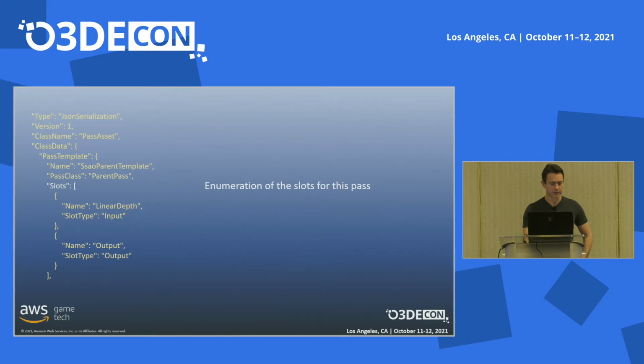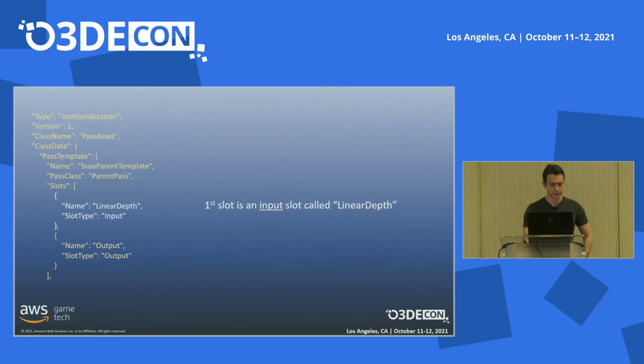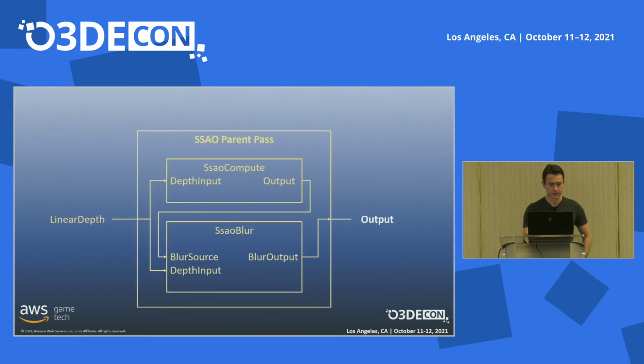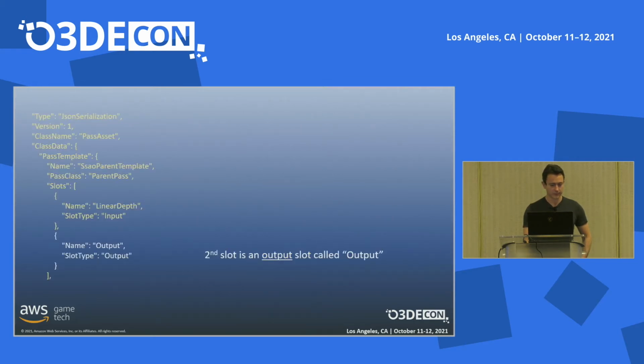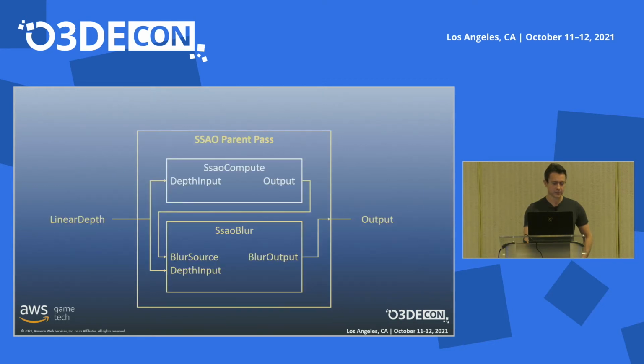Next, we'll enumerate the slots that this pass has. First, we'll define the linear depth input, which is defined here. The name is linear depth, type is input, pretty straightforward. Same thing for output: the name is output, and the type is also output. Next up, we'll enumerate the pass requests. These are the child passes within the parent template that we're defining.